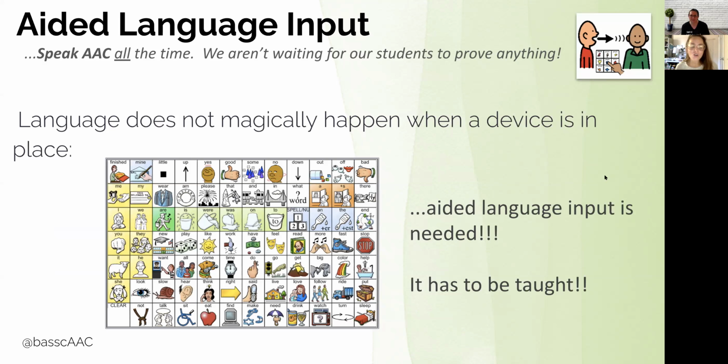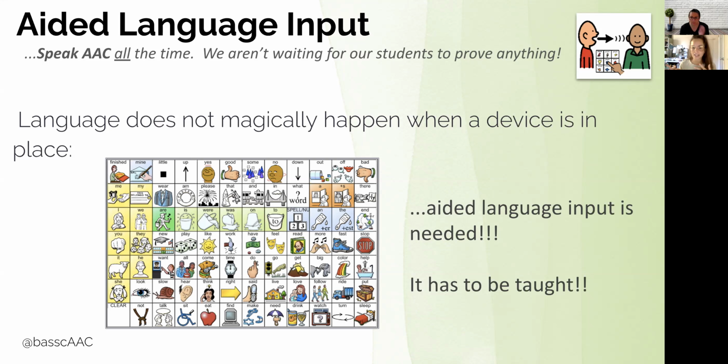All right, so language, though, doesn't just magically happen for anybody, right? We have to teach it in context through modeling of the language. It's the same idea that language does not magically happen when a student is given a speech generating device or a manual communication board. Aided language input is needed because we have to teach it.